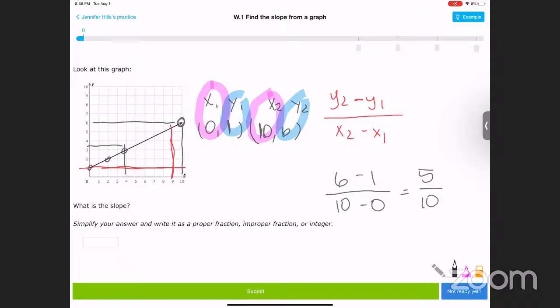But we want to make sure we reduce our fractions. These both can be divided by 5. Okay, equals 5 divided by 5 is 1. 10 divided by 5 is 2. So our answer, our slope, is 1/2. Remember, it says simplify your answer. So if you get a fraction that can be simplified, make sure you simplify it, okay?